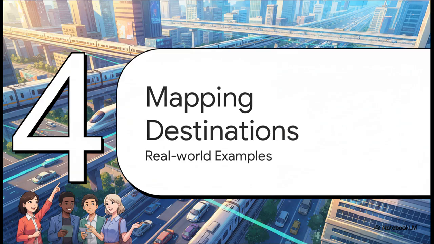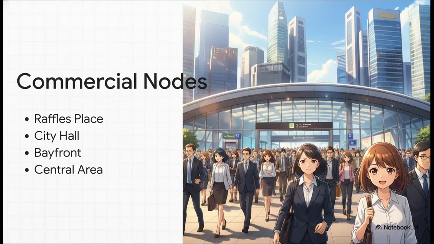Let's look at some real-world examples. Take commercial nodes, for instance. Places like the Raffles Place, City Hall, and Bayfront MRT stations are prime examples of major hubs located right in the central area of a city. Because they offer incredibly high accessibility, these nodes are specifically designed for people to easily access commercial services and go to work. They totally thrive on the transport network. They act like these massive magnets, pulling in tens of thousands of commuters every single morning, all based on that exact time and cost equation we just talked about.